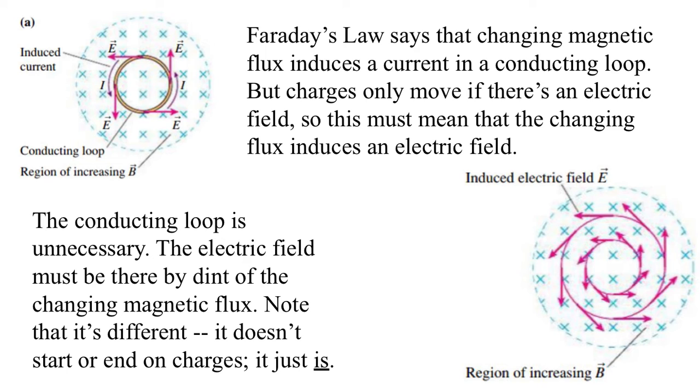We get a current. So there must be, in a region of increasing B field, we get a current that looks like this, which means there must be an electric field pointing along the direction to keep the current flowing. But the conducting loop is unnecessary. The electric field must be there by dint of the changing magnetic flux.